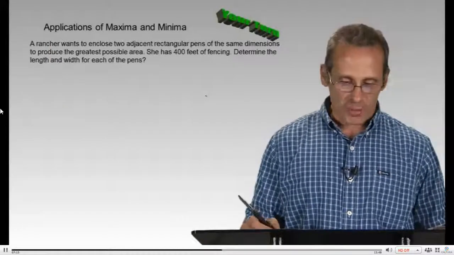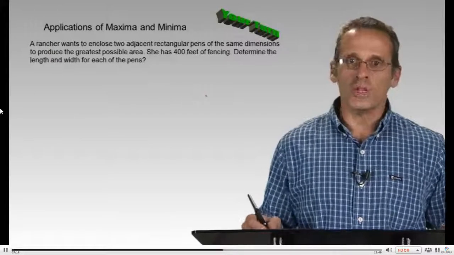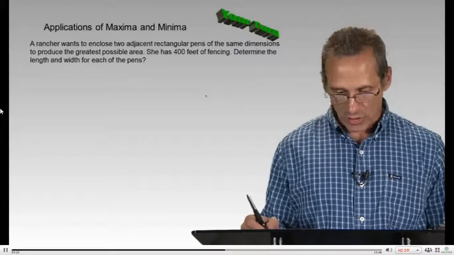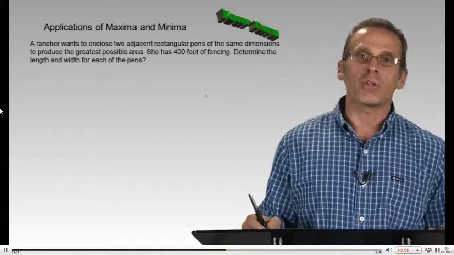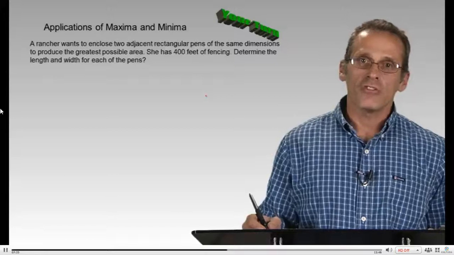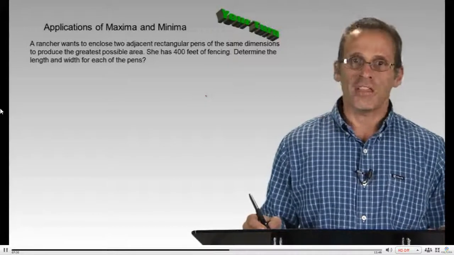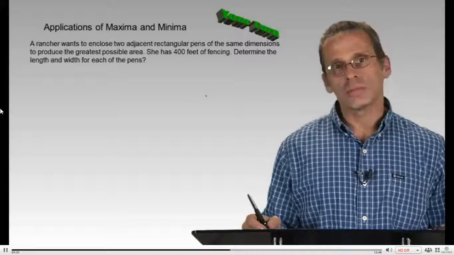Let's look at a second example. A rancher would like to enclose two adjacent rectangular pens of the same dimension to produce the greatest possible area. She has 400 feet of fencing. Determine the length and the width of each of the pens.